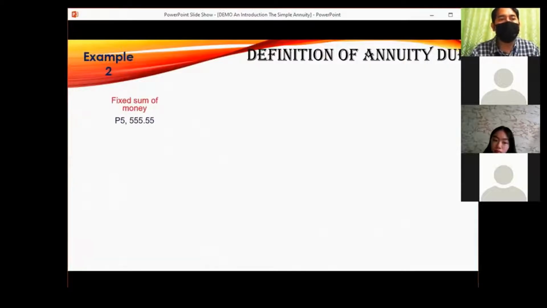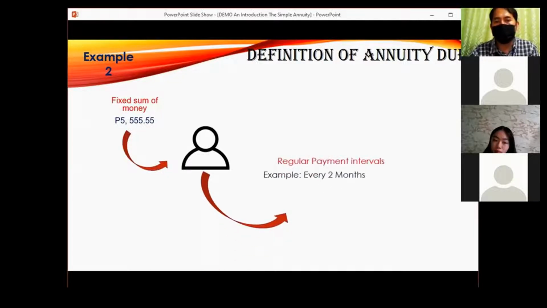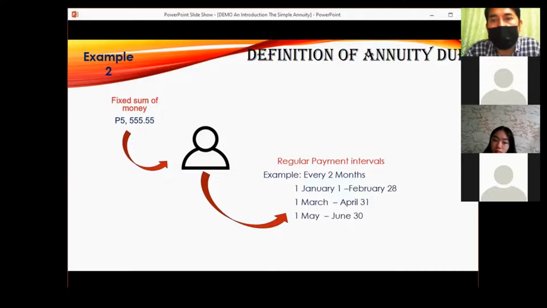We have in here the example, fixed amount of money. Ayan. 5,555 pesos and 50 cents paid to someone at a given regular interval. So, ang regular interval natin dito is every 2 months. Kailan ka kaya magbabayad? Pagka every 2 months. Ang sabi dito is January 1st. Ayan. So, January 1st, hanggang February 28, every 2 months yan. Next regular interval, March 1. Okay? Next regular interval, May 1. Okay, so that is the meaning of the annuity due. Okay? So annuity due, ordinary annuity, they are opposite.